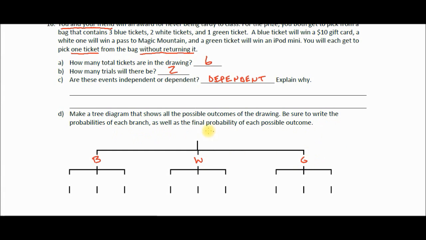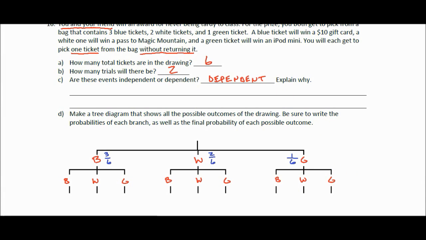Alright, the first ticket, whether it's me or my friend, doesn't matter who, what's the probability of picking a blue ticket? Well, there are 3 blue tickets in the bag, and there are 6 total tickets. White tickets, there are 2 out of 6 tickets. And green, there's 1 green ticket out of 6 tickets. Okay, got our first probability. Our next branch, we're going to go with blue, white, and green again. Blue, white, and green. And if we pick a green, we still can pick blue, white, and green.